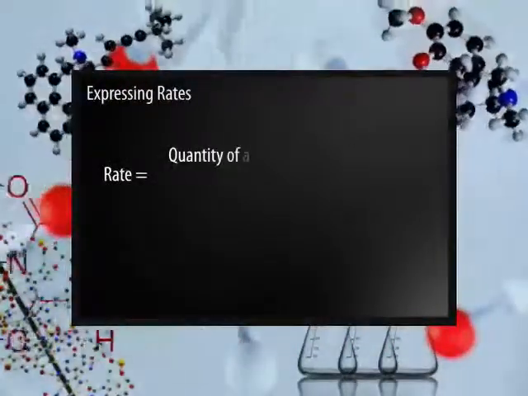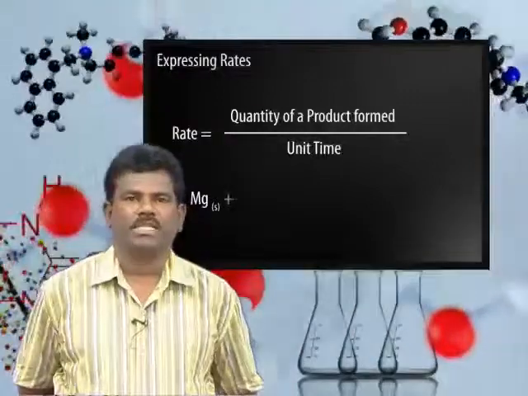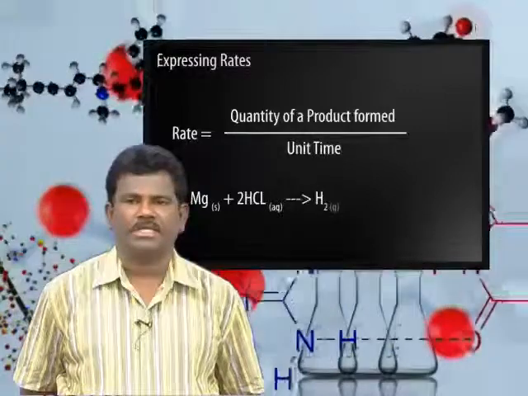Another point, the rate of reaction is defined as the molar concentration of the reactants to products. Now this will be expressed in view of equations. For example, rate is equal to quantity or amount by unit time. Magnesium reacts with HCl, gives hydrogen gas plus magnesium chloride. If you observe this chemical reaction, the rate is equal to the amount of hydrogen gas formed divided by unit time.